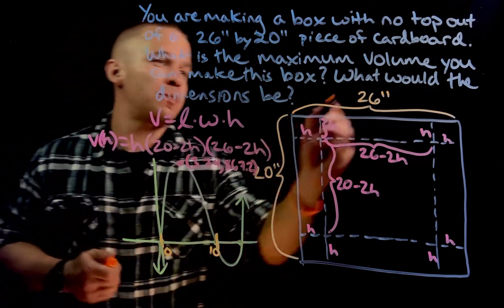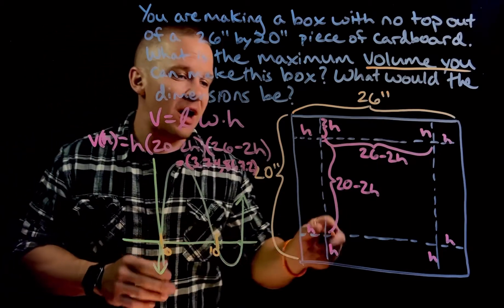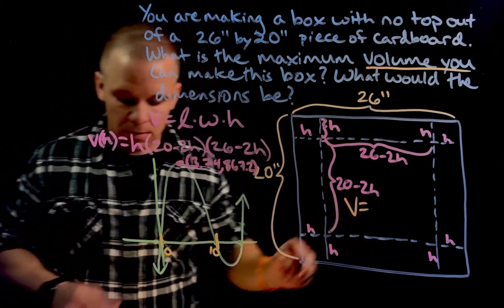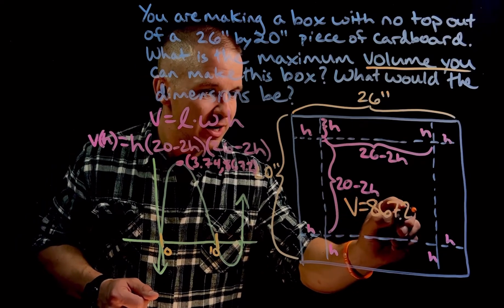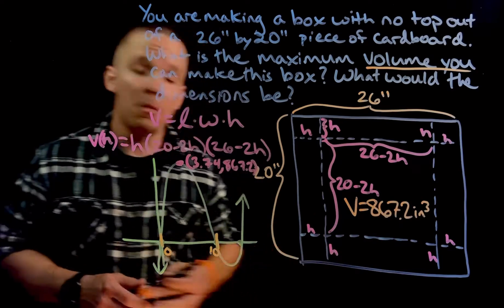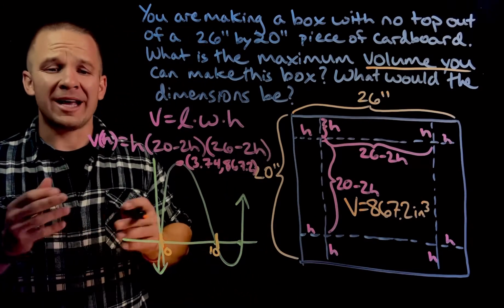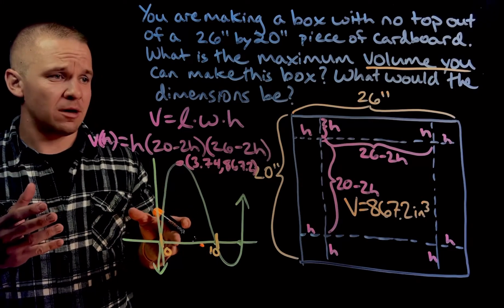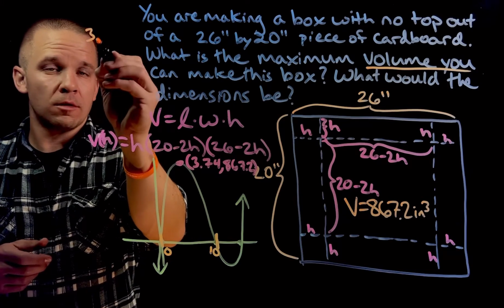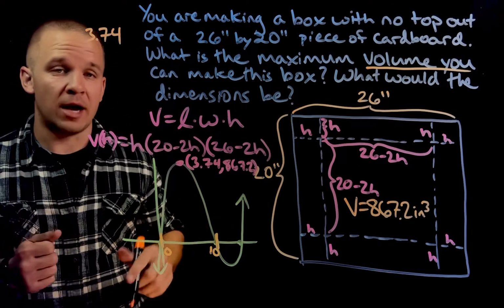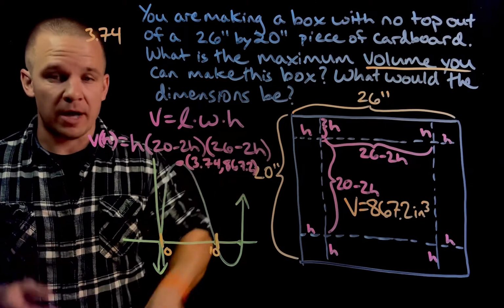So to answer the first part of this problem here, what would the maximum volume be? My volume would end up being 867.2 inches cubed. Lovely. Lovely. Now, how in the heck would I get my other dimensions here? Well, my height is 3.74, as we said, right? Now, the other dimension, my width or my length or whatever you want to call it, is 20 minus 2h.